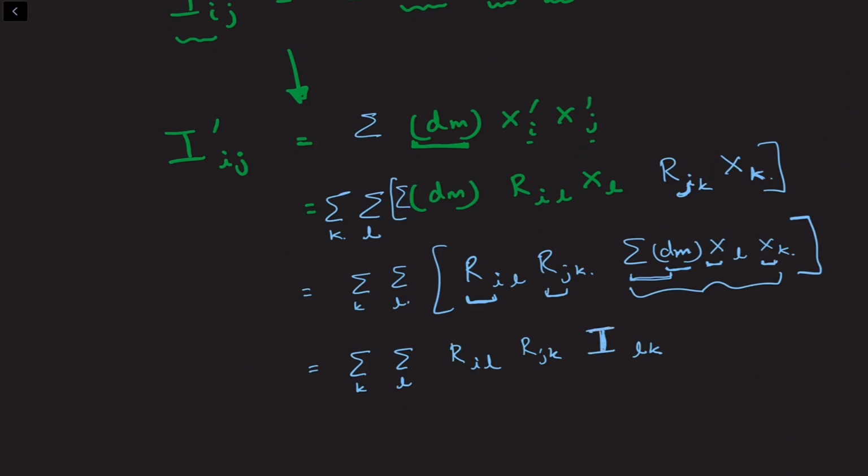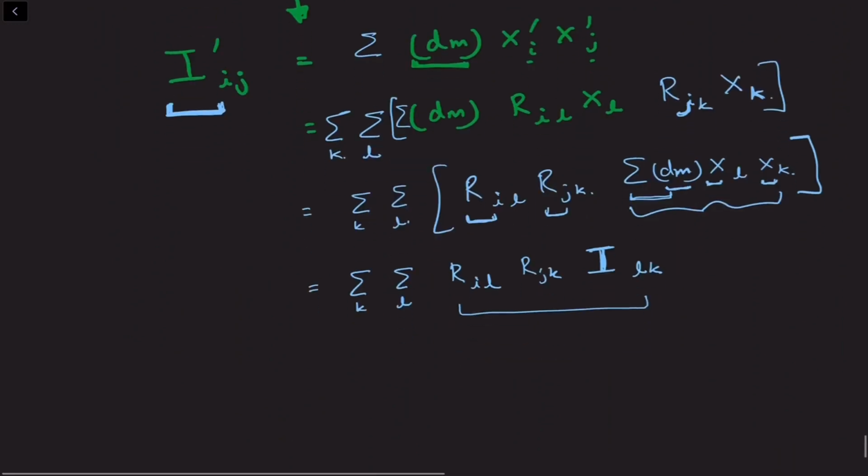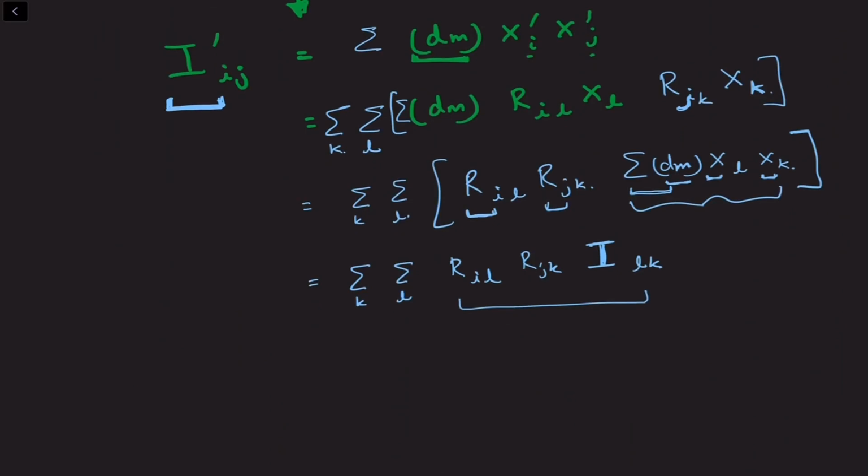So the transformation rule for the moment of inertia tensor I prime looks like this. This is in index notation, but we could write this in matrix notation. If we think of I prime as having two indices, i and j, we can think of the matrix I prime as being related to the matrix I by the following transformation. This looks like R dot I dot R transpose.